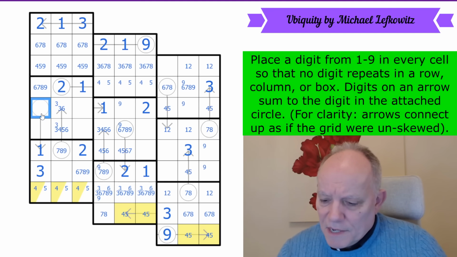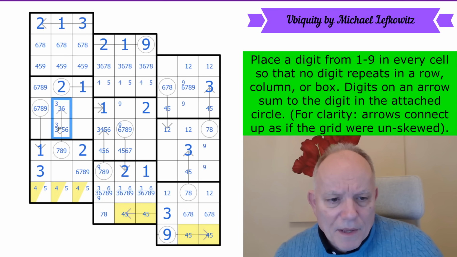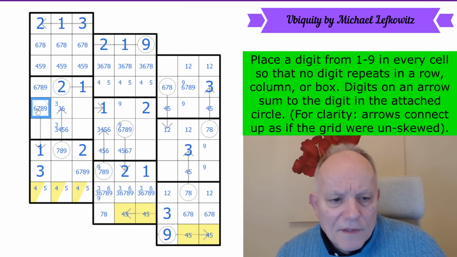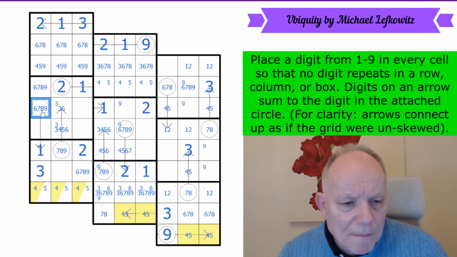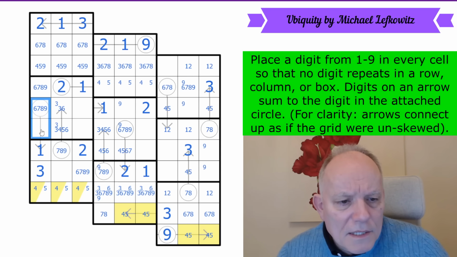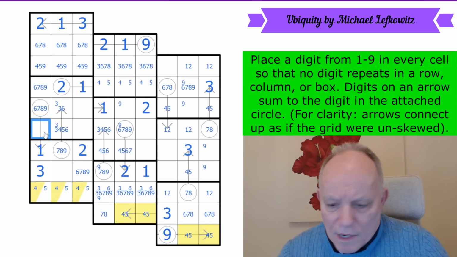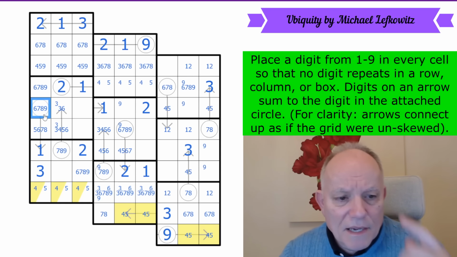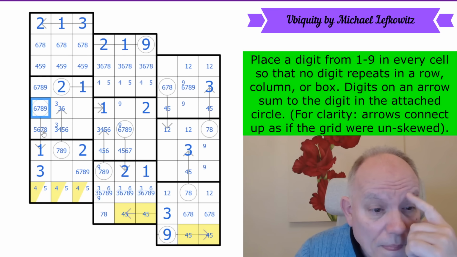This is from 6, 7, 8, 9 now, because it can't be 3, which is confined in the box, and it's seeing that 4, 5 pair. This has been available for a while, but I didn't spot it. But we've got this consecutive pair here because of that 1. So this is 5, 6, 7, or 8, and that's 6, 7, 8, or 9.